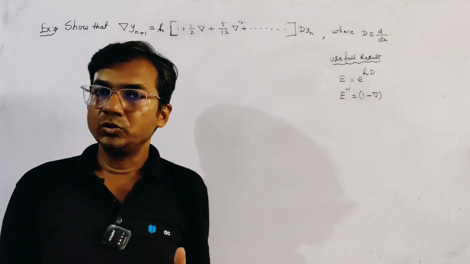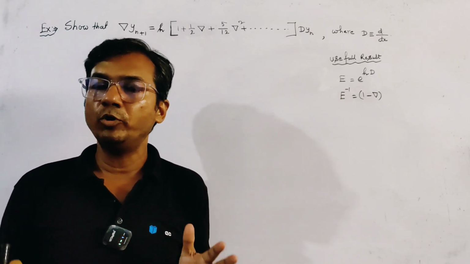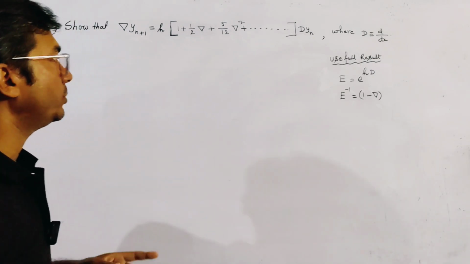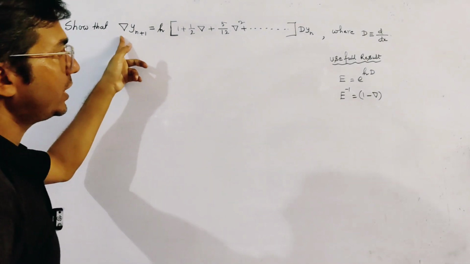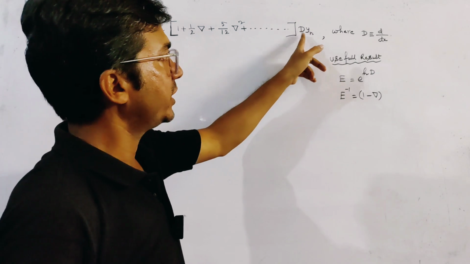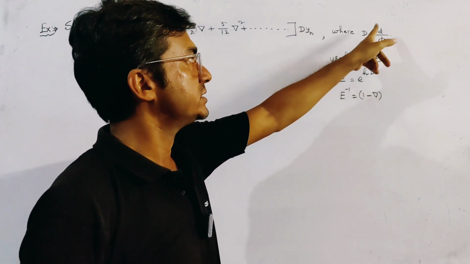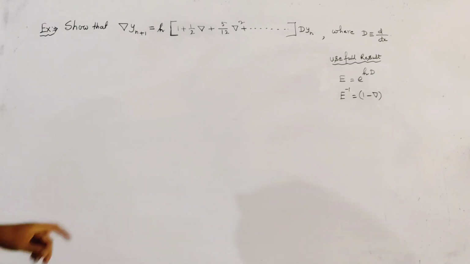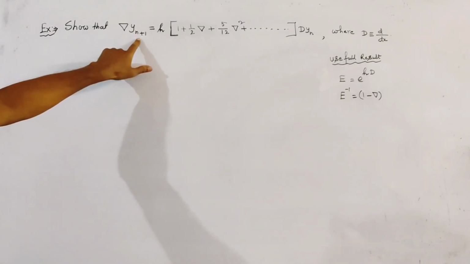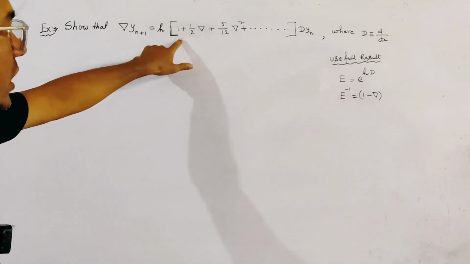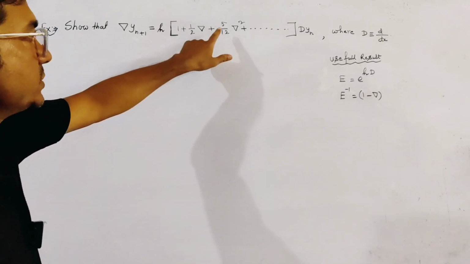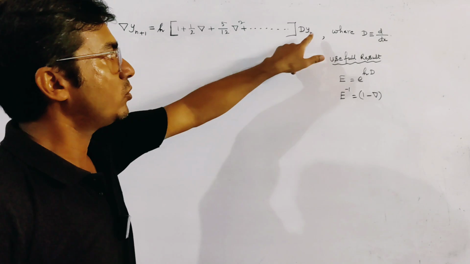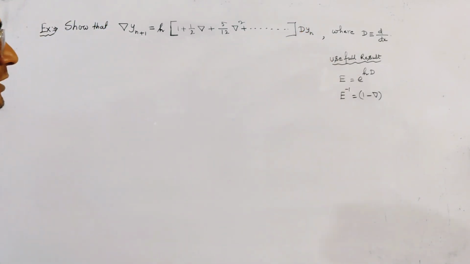In this lecture, we are going to prove an important relation of numerical analysis relating to the backward difference operator nabla and the differential operator D, where D is d/dx, the differential operator. The relation is nabla y_{n+1} = h(1 + (1/2)nabla + (5/12)nabla^2 + ...) Dy. We have to prove this relation.